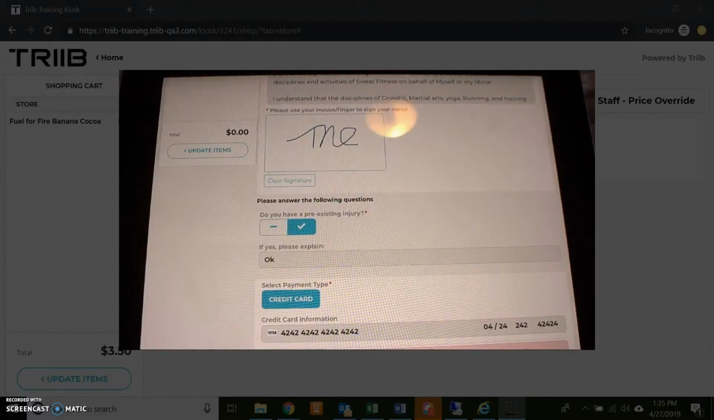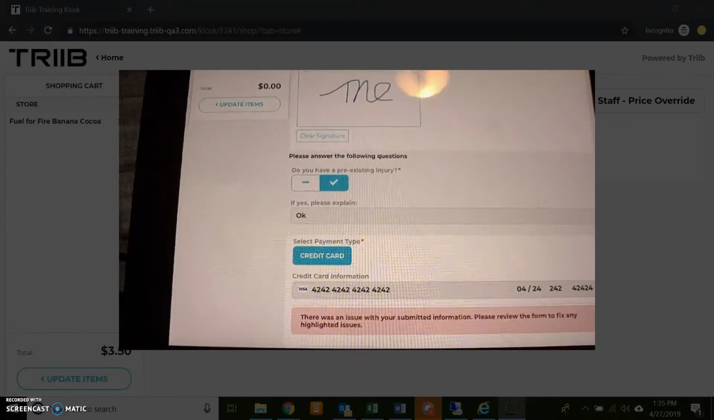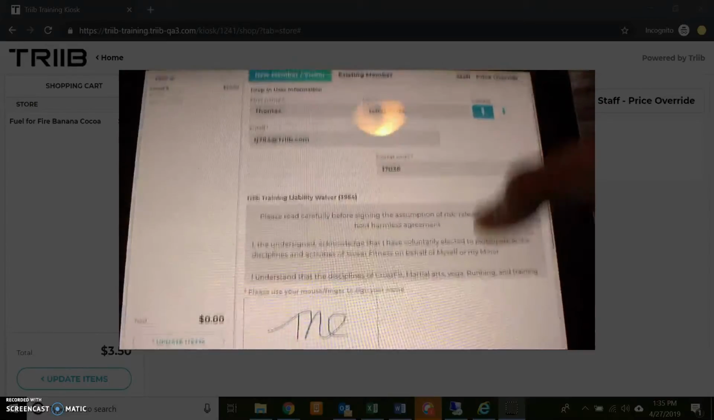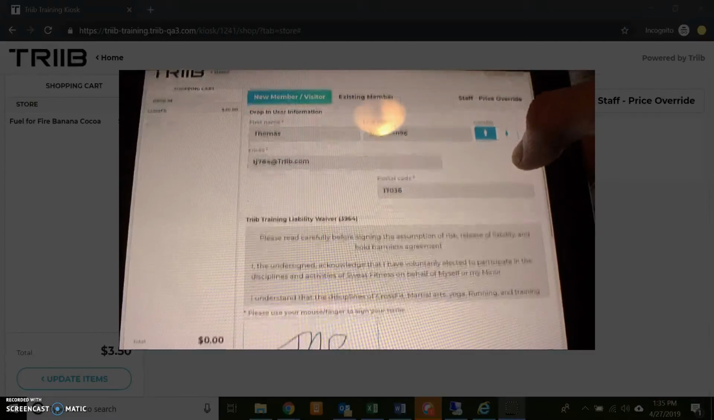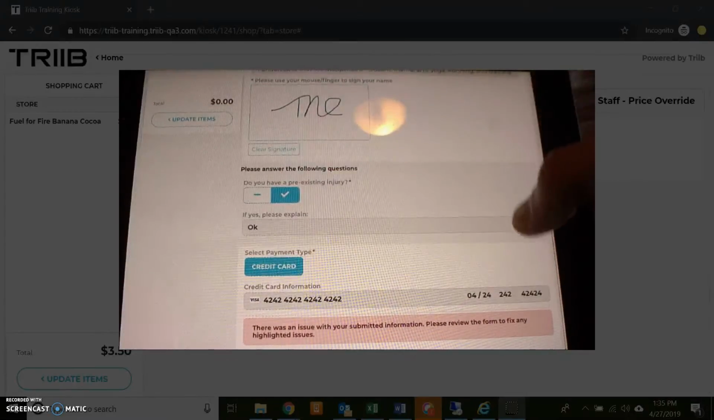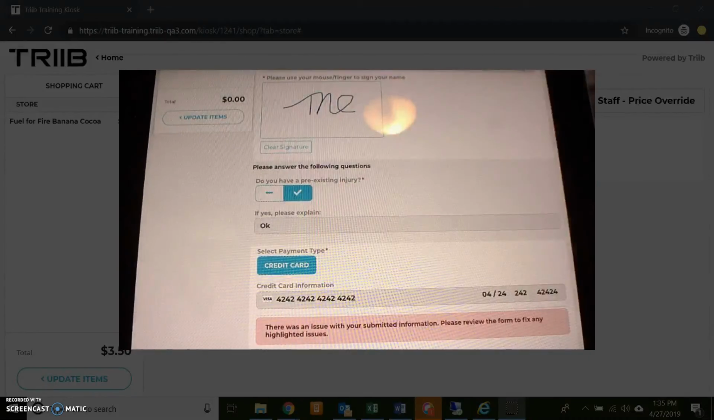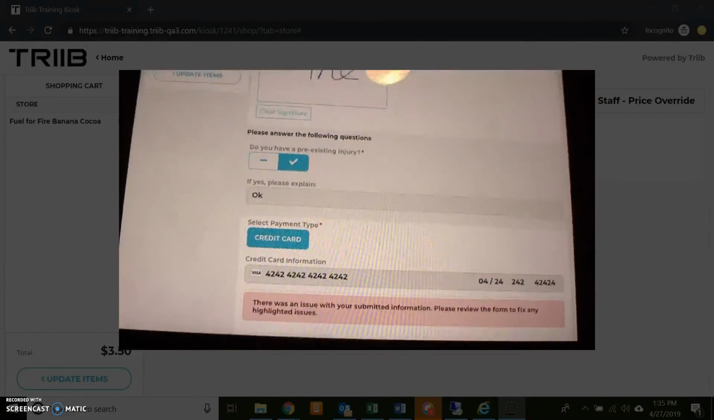There was an issue with your submitted information. Please review the form to fix any highlighted issues. However, there are no highlighted issues up here. So I am not sure what the problem is, why that can't be completed. Submit again. Same error.